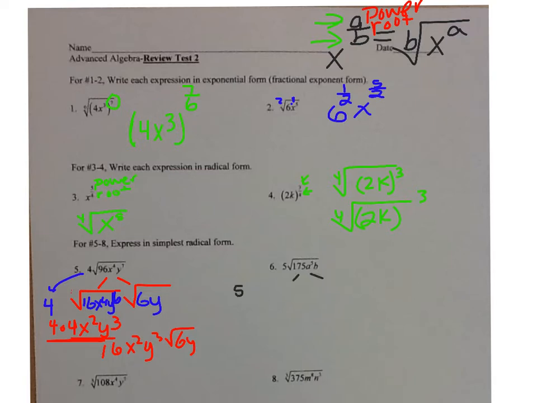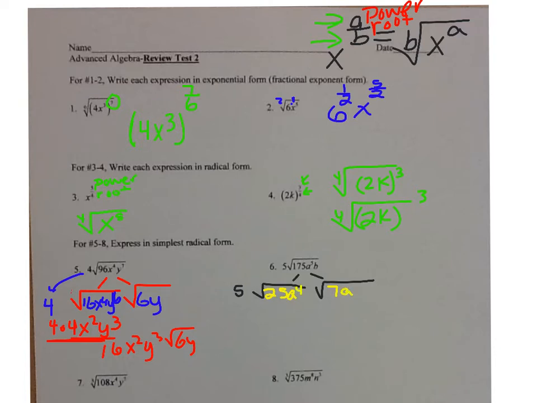Set up my square roots here. What perfect square goes into 175? That's 25 times 7. A to the 5th, that would be A to the 4th times A.